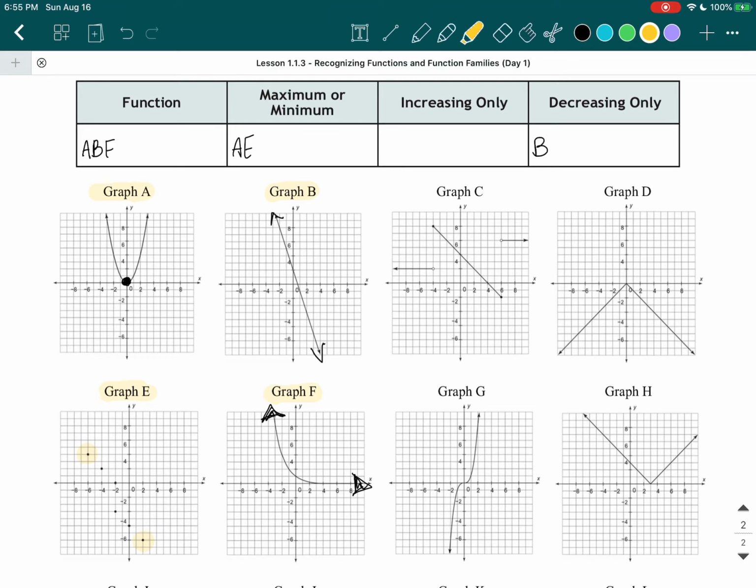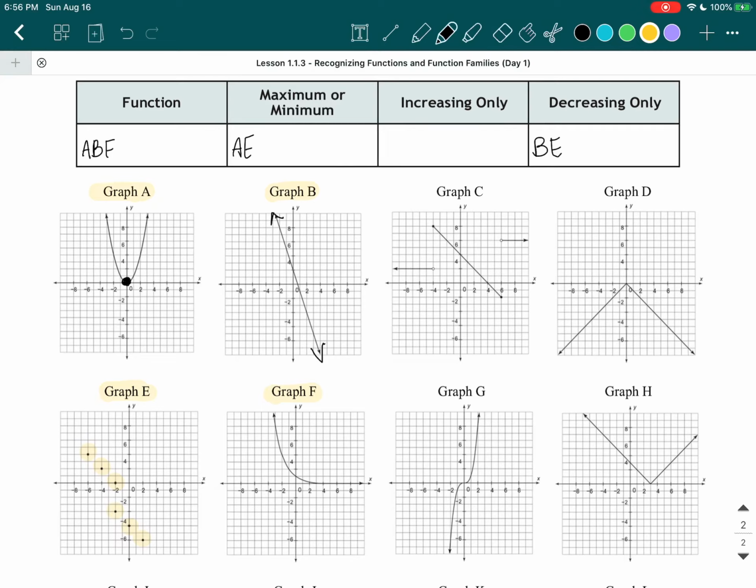All right, now let's take a look to see if it's increasing only. Let's check out these graphs. I'm gonna erase my arrows and stuff. There we go. We're gonna read E from left to right. It looks like we are going down. So if we're going down, that means we are not increasing only, we're decreasing only. So let's put E over here.